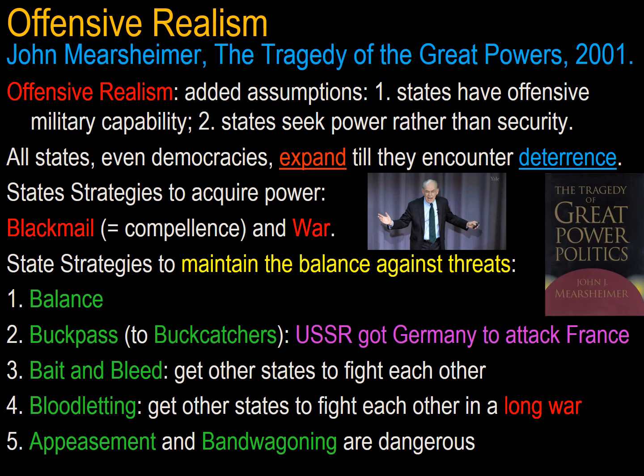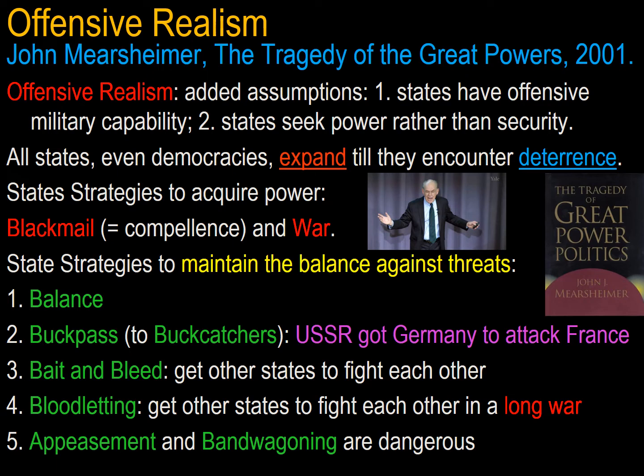All states, even democracies, expand until they encounter deterrence. States strategize to acquire more power. They can use blackmail, which is a form of compellence, or war to get what they want. State strategies are to maintain the balance of power against threats. The priority is to balance. And then it's to buck pass, to buck catchers. This is what the USSR got Germany to attack France in 1940 instead of attacking it.